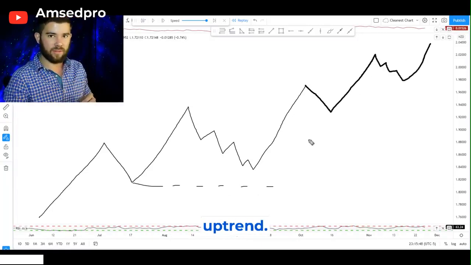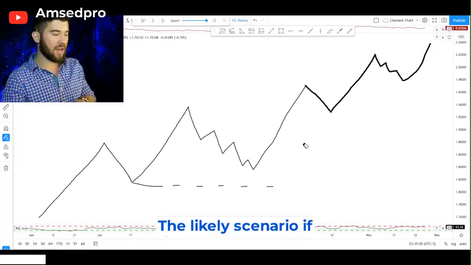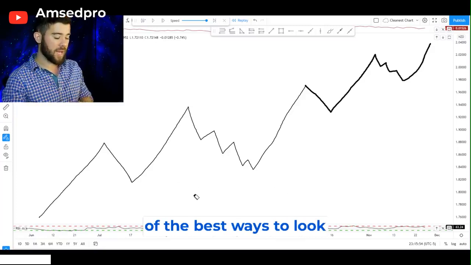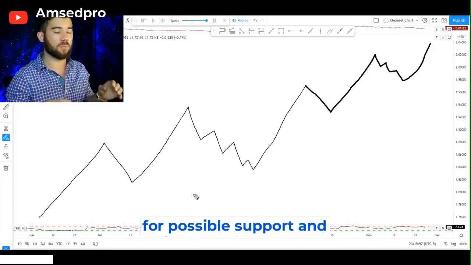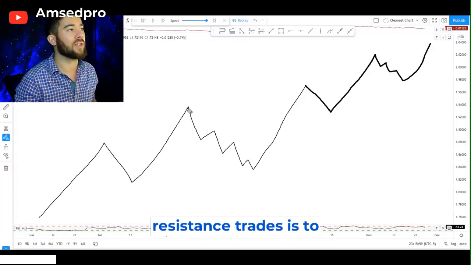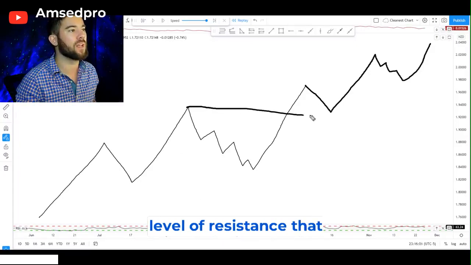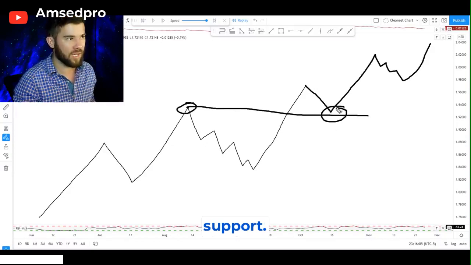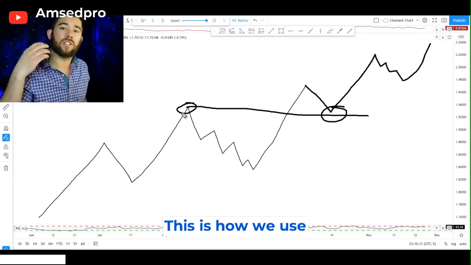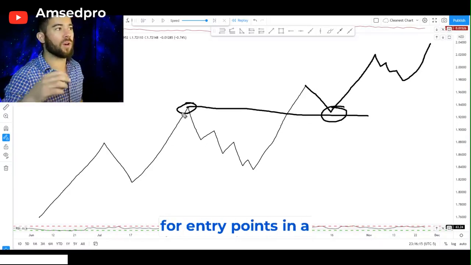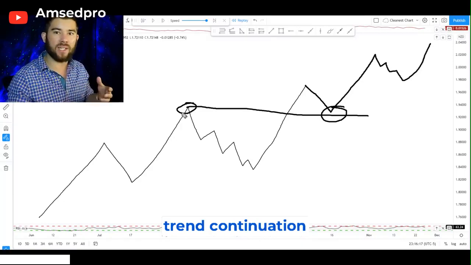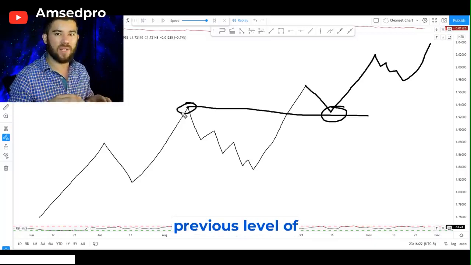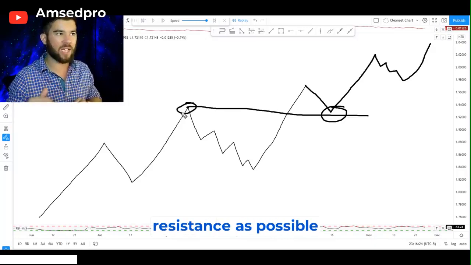In an uptrend, the likely scenario, if we're going to continue in this uptrend, and one of the best ways to look for possible support and resistance trades is to look at the previous level of resistance that was broken to become support. This is how we use support and resistance for entry points in a trend continuation model in a trending market, by using that previous level of resistance as possible support.